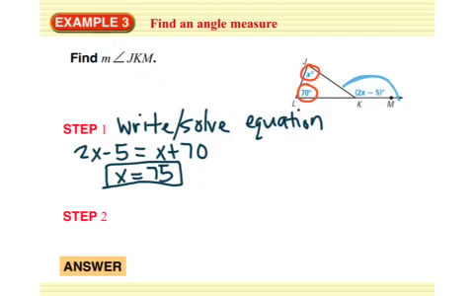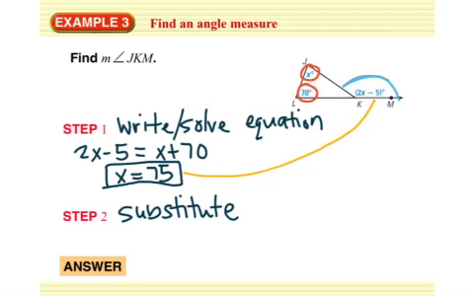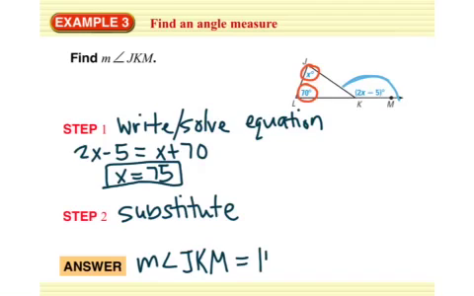So I need to go ahead then in step 2 and substitute my x for the angle. So now when you substitute 75 in for the angle they're asking about, you should try this on your own, you end up getting that the measure of angle JKM is 145 degrees, which makes sense because it looks like it is an obtuse angle.